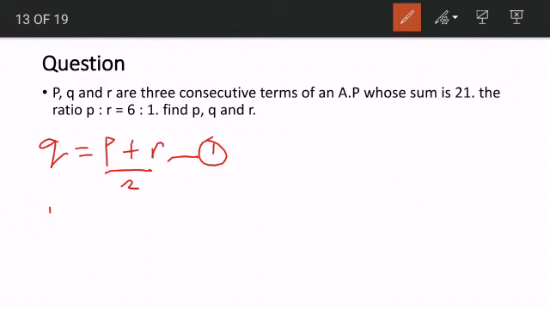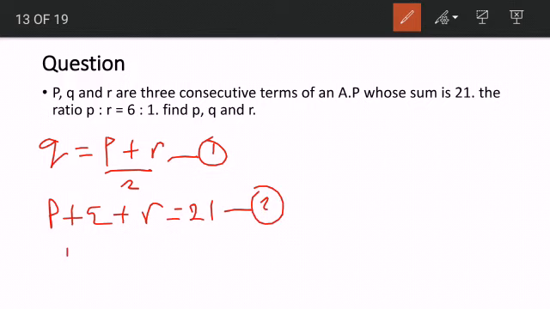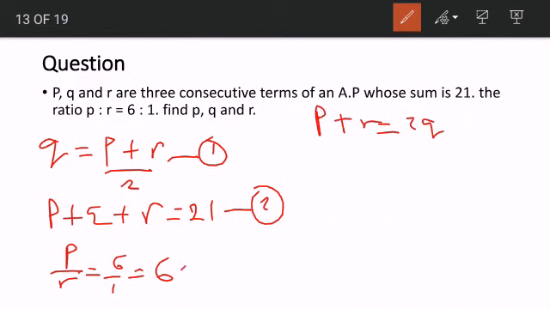Now, it says they are consecutive terms of an AP whose sum is 21. That means P plus Q plus R is equal to 21. We can call that equation 2. And we're also given that the ratio P to R is 6:1. So that means P over R is equal to 6/1, which is 6. So from equation 1, we can say that P plus R is equal to 2Q when we cross multiply.